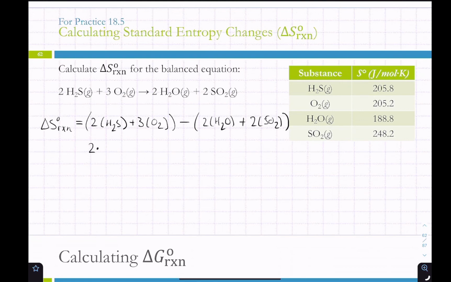So 2 times hydrogen sulfide is 205.8. Then 3 times the molar entropy of oxygen, so 3 times 205.2, minus 2 times the molar entropy of H2O, which is 188.8, plus 2 times the molar entropy of sulfur dioxide.